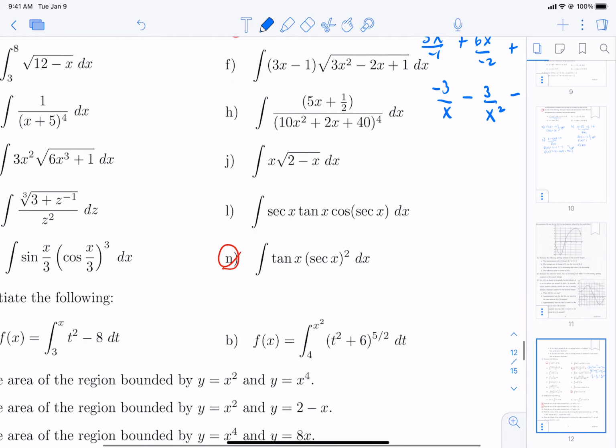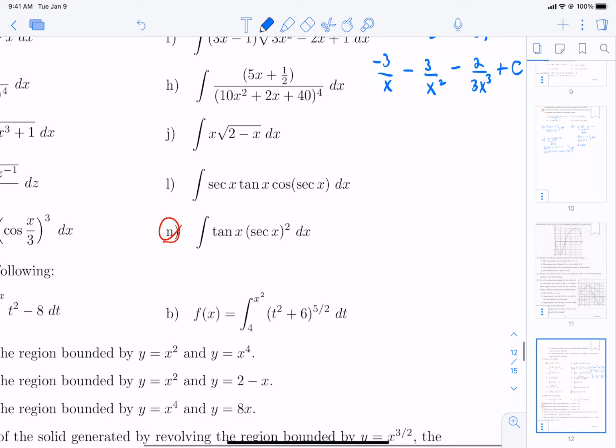Let's do n. N is an interesting one. There's two ways to approach it. What's the derivative of a tangent? Secant squared, right? And so I see a tangent and I see its derivative right there.